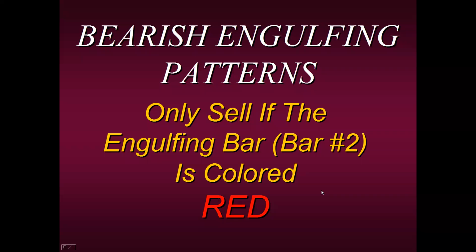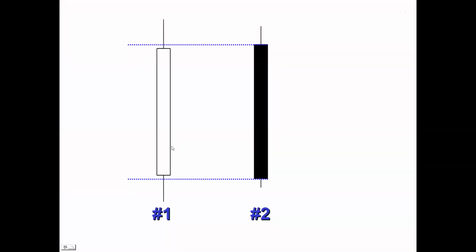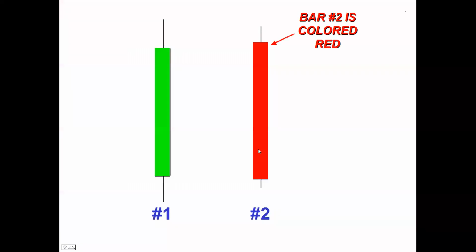We're only going to sell if the engulfing bar, that's bar number 2, is colored red. Remember, we don't care what bar number 1 is colored, as long as bar number 2 is red. So we want to see this go from this to this. All right, bar number 1 is green, makes no difference. Bar number 1 can be red.